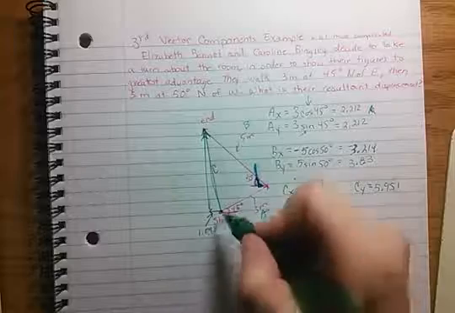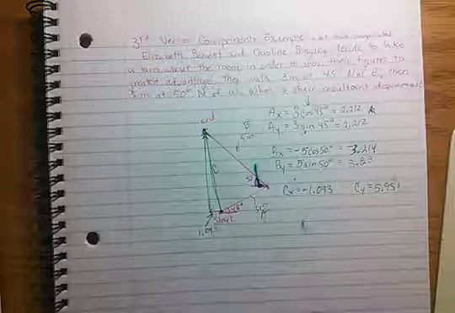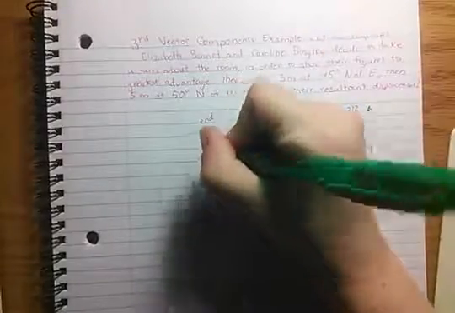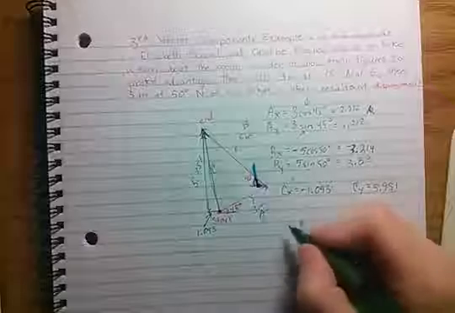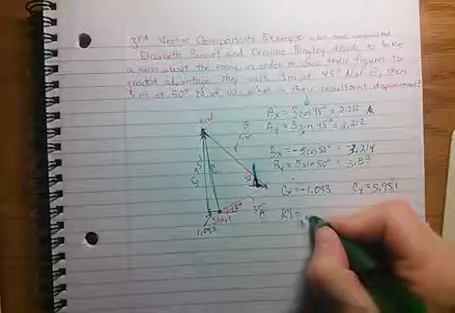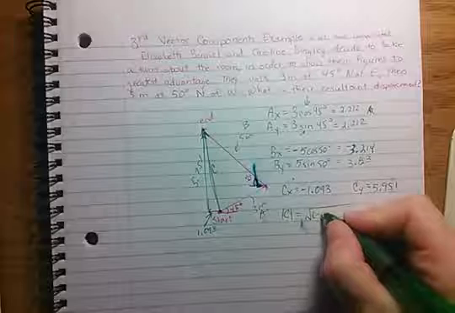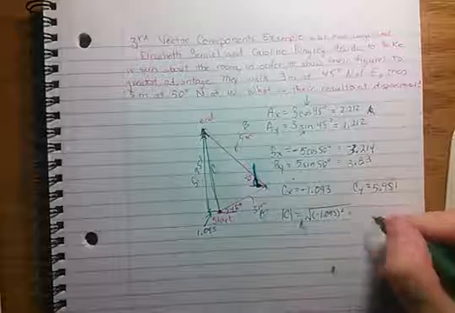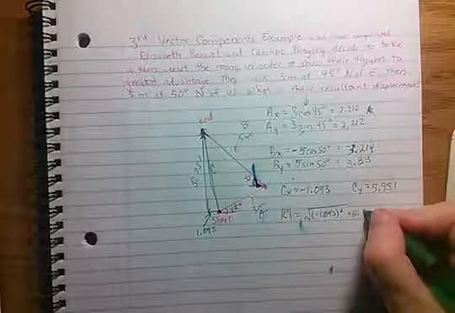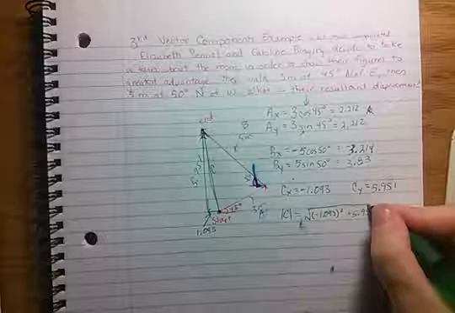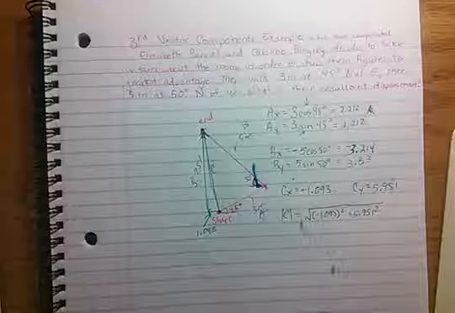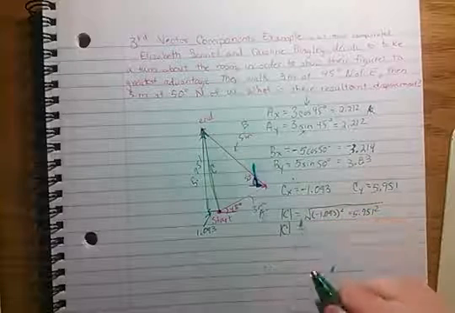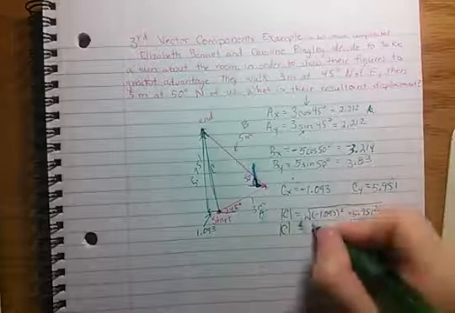So now we have two sides of the triangle, and we can use those. Sorry, let me just write this in here. We can use those to find the hypotenuse. So the magnitude of C is going to be equal to the x component squared plus the y component squared, and all of that in a square root. And you should get 5.85.